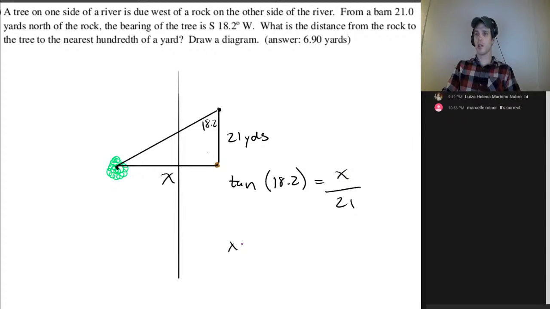And so x equals 21 times the tangent of 18.2. Let's see if it works out. 21 times the tangent of 18.2 is 6.9 yards. And they went to the hundredth, so 6.90.